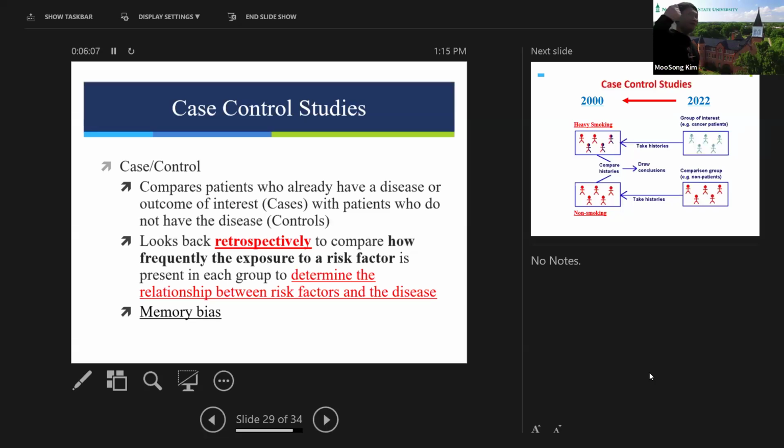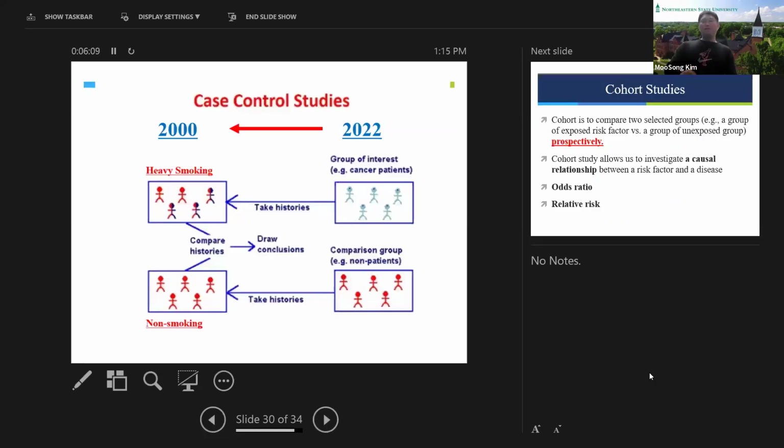So let me explain with this one. In a case control study, we look at the relationship now. What is the cause of the disease?